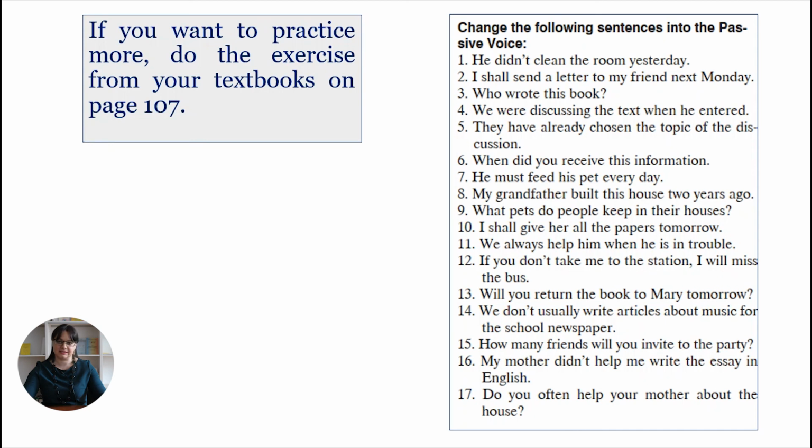Look at the first sentence. We will have an example done for you. He didn't clean the room yesterday. The object is the room, which becomes the subject in the passive sentence. So we will have: the room wasn't cleaned by him yesterday.